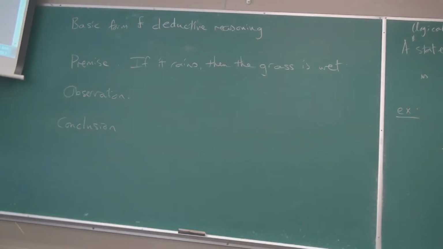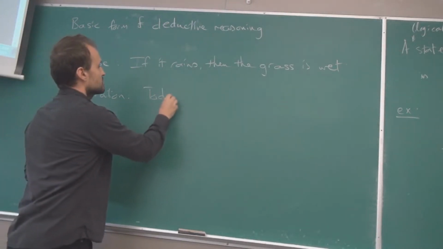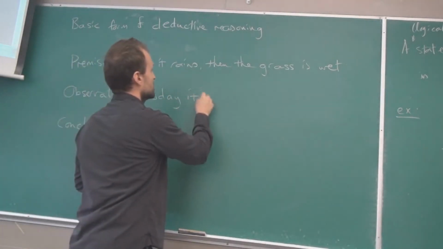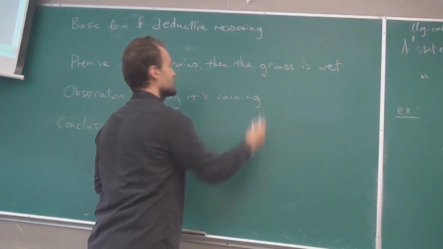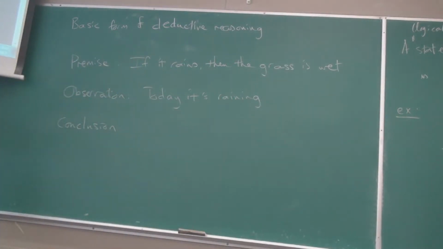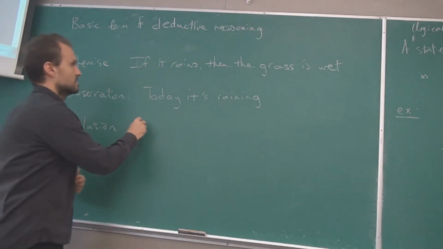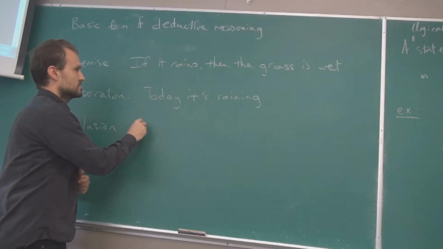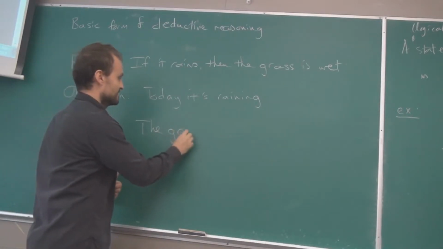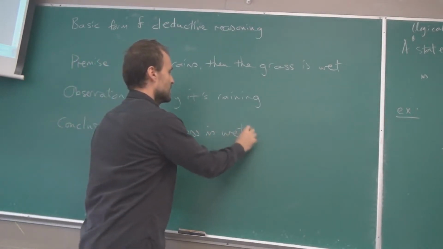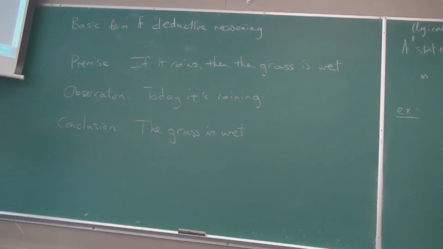It's a fact. Now I look outside and I see, let's say it like this, today it's raining. Or today it rained, or whatever version of the sentence you want. What is my conclusion then, using the premise? Anyone at all? The grass is wet. I didn't say it was hard. That is the basic structure of a deductive reasoning argument. See, it's not hard at all.